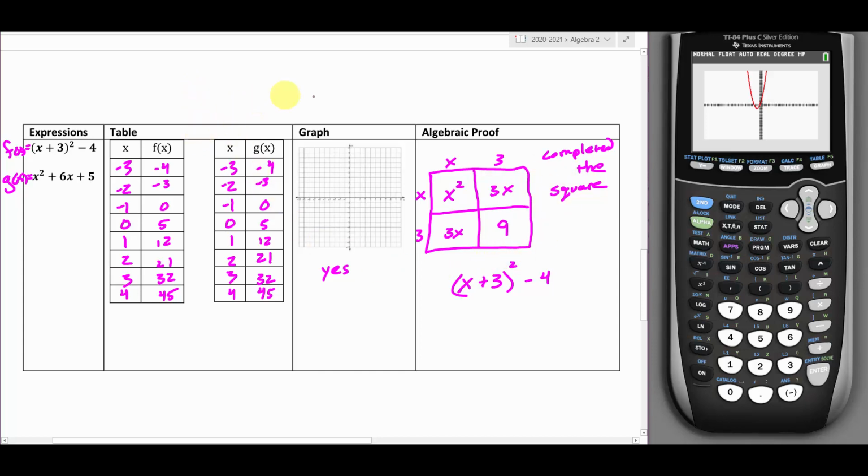But looking at the table, the graph, and what we saw here algebraically, I was able to take x squared plus 6x plus 5, use completing the square to get x plus 3 squared minus 4, showing that they are the same.